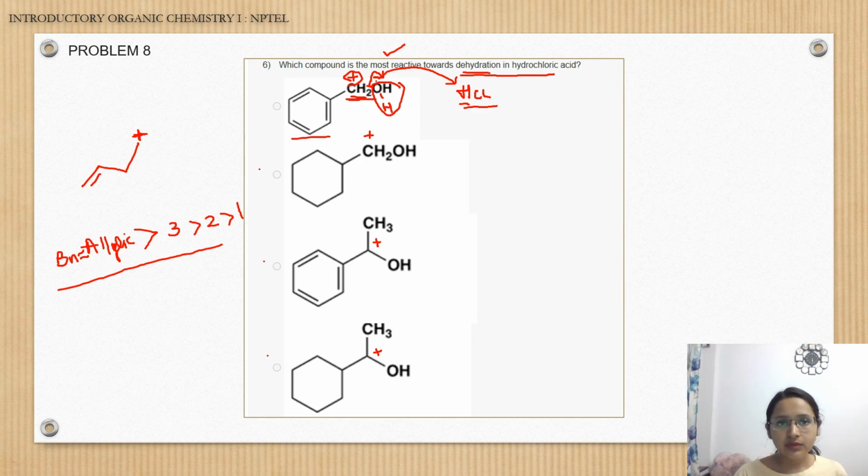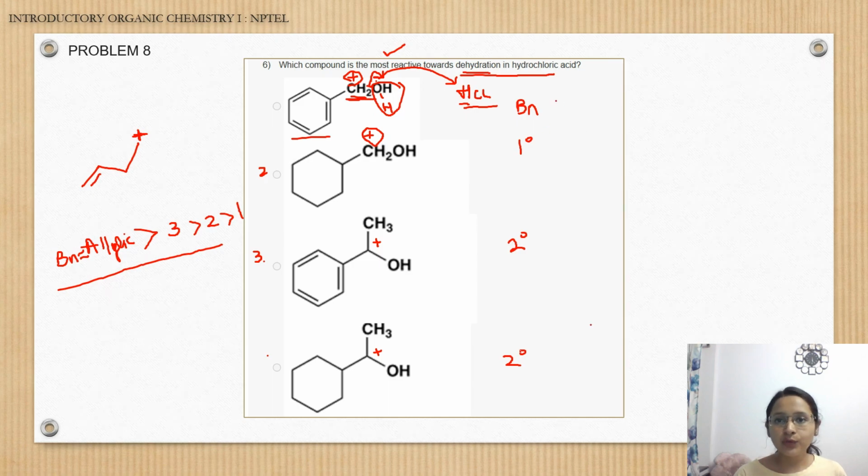Now coming to part number 2. What kind of cation is this? Is it secondary, tertiary, primary? What is the second option's cation? Primary, right. So it is a primary carbocation. Coming to option number 3, what is it? Secondary carbocation, right? Again, it is a secondary carbocation.